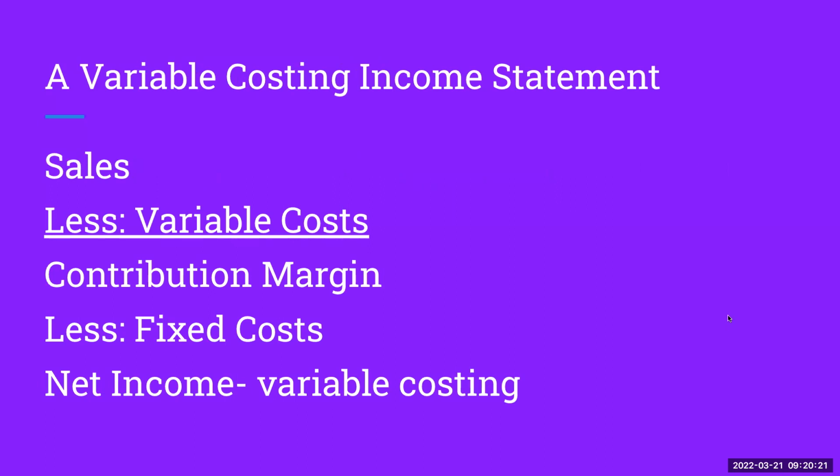So what does a variable costing income statement look like? Well, we start with our sales, right? Then we have, less, our variable costs. This is going to give us a contribution margin, less our fixed costs, and this is going to give us net income under variable costing.